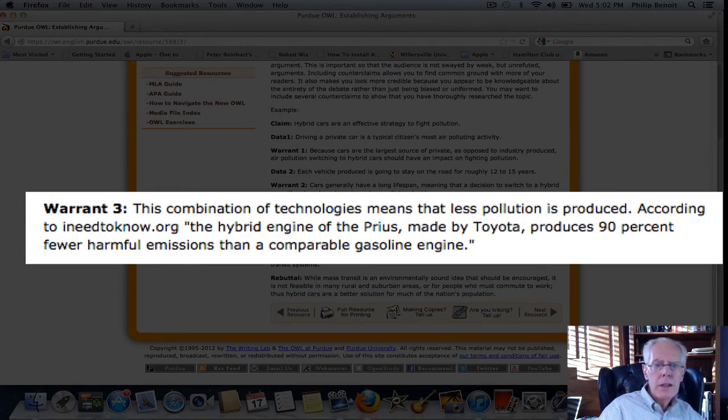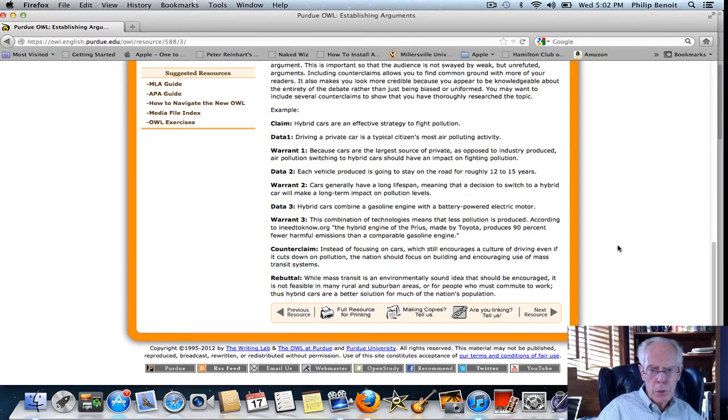According to indeedtoknow.org, and we're citing a source here, some of the research we've done, quote, the hybrid engine of the Prius made by Toyota produces 90% fewer harmful emissions than a comparable gasoline engine, end quote. So our warrant is supported with a source here. And that supports the hybrid car's battery-powered electric motor gasoline engine combination that supports our claim that hybrid cars are an effective way to fight pollution.